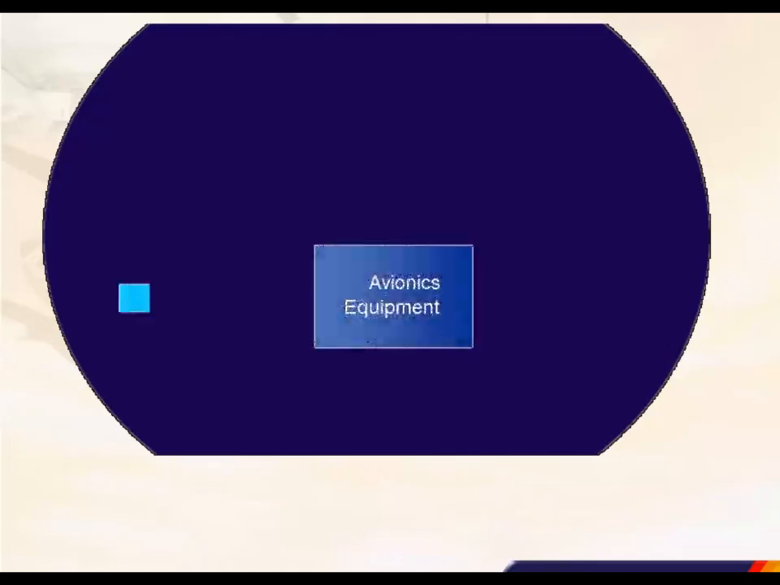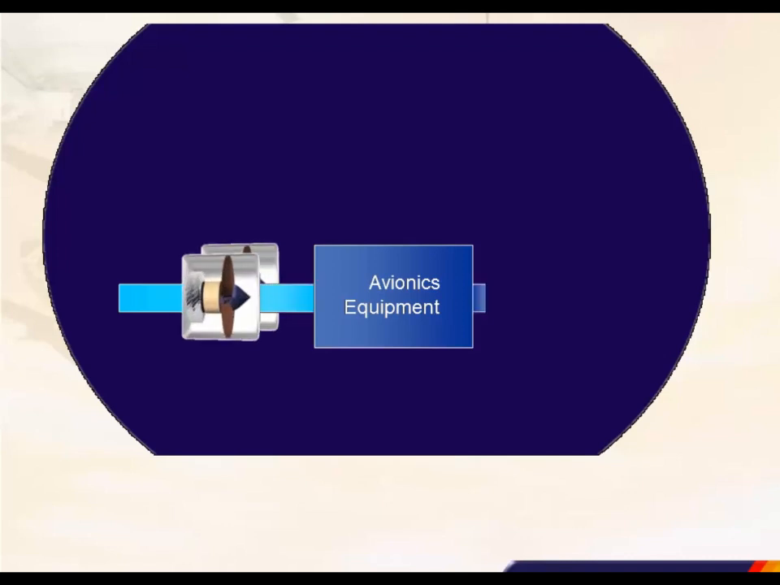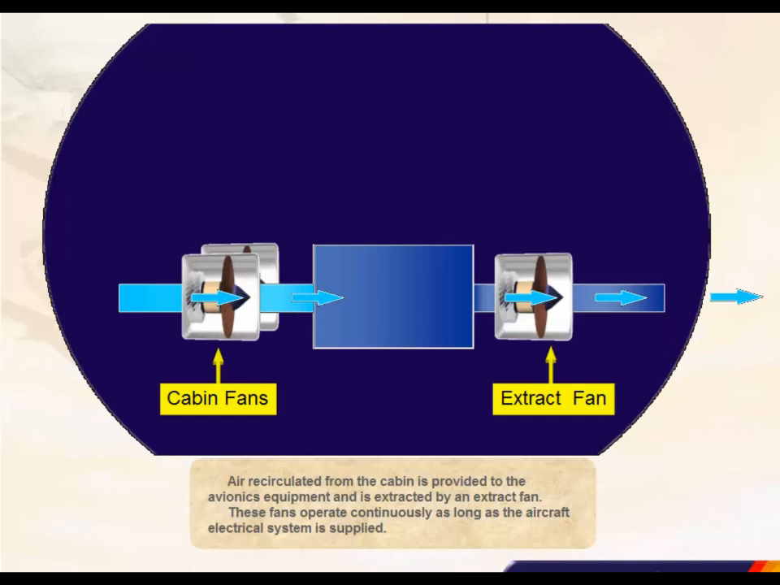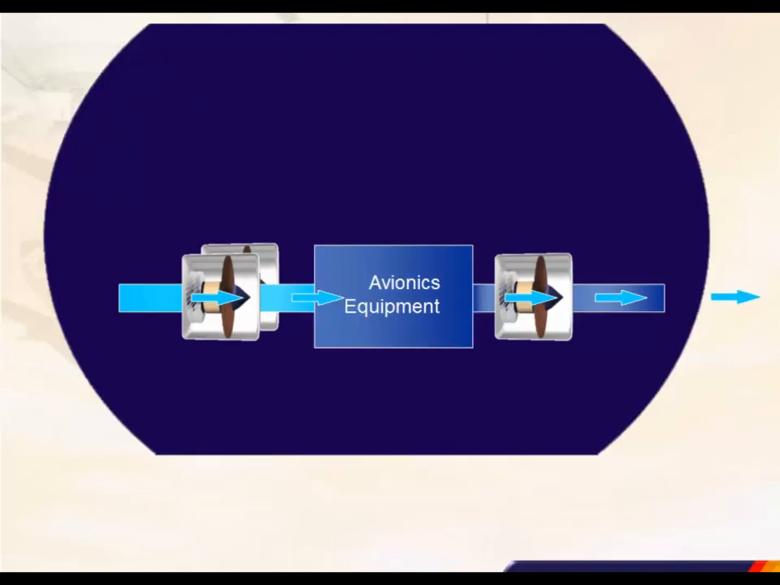Air recirculated from the cabin is provided to the avionics equipment and is extracted by an extract fan. These fans operate continuously as long as the aircraft electrical system is supplied. On ground, with engines not running, air blown through the avionics equipment is discharged overboard via an overboard valve.